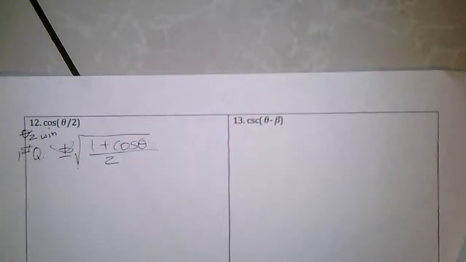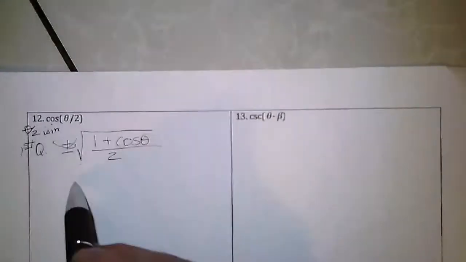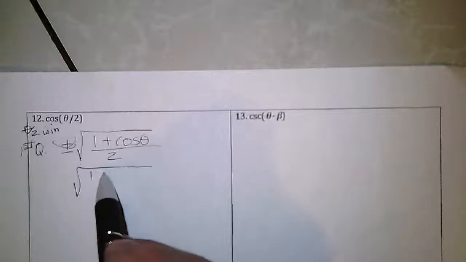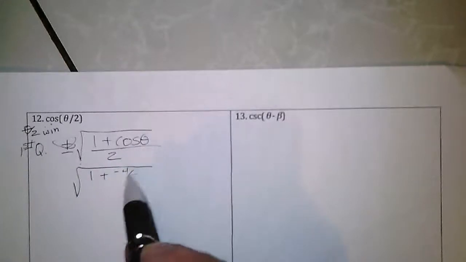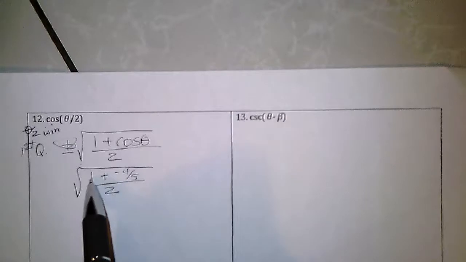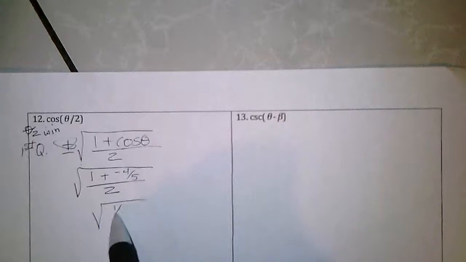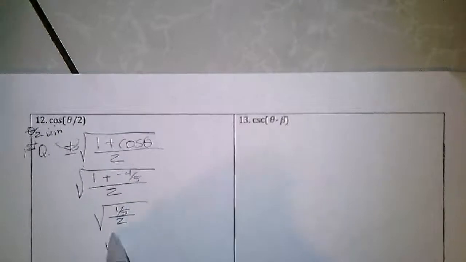Okay, and we already know that the cosine is negative 4/5. So we're going to have the square root of 1 plus a negative 4/5, over 2. And 1 is 5/5 minus 4/5 is 1/5, divided by 2, which is the square root of 1/10.